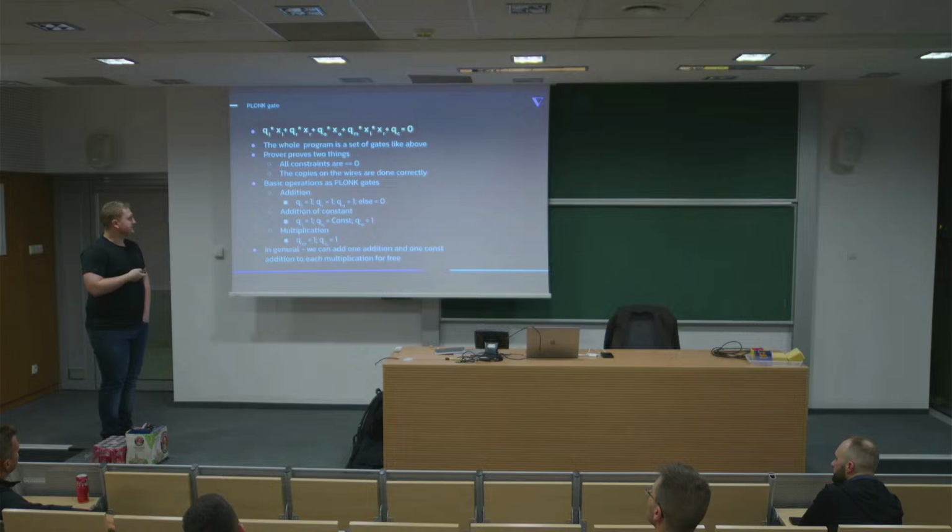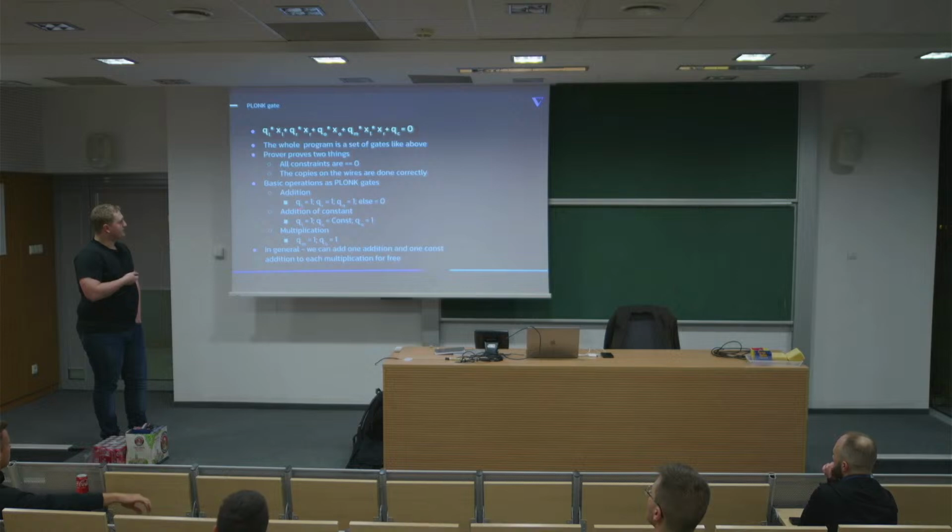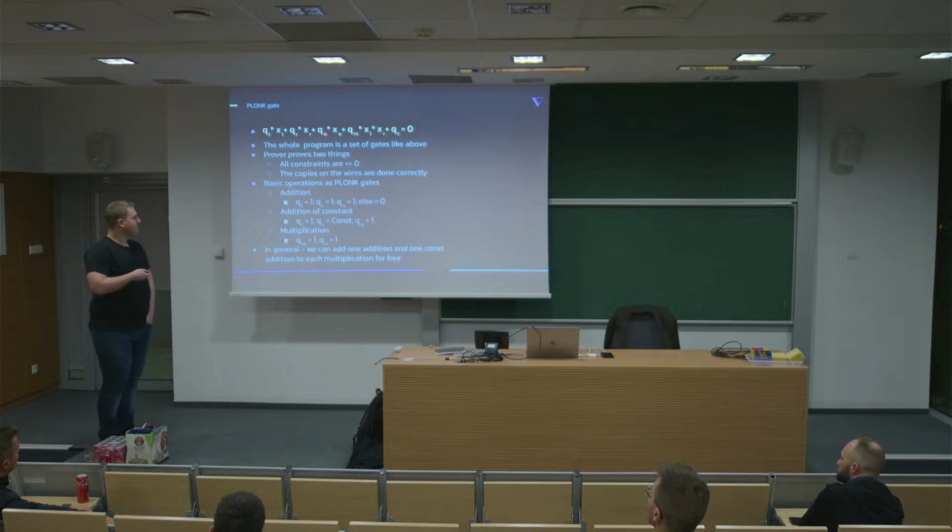So let's express our basic operations as Plonk gates. If we want to do addition, we just say QL equals 1, QR equals 1, and QO, the output, equals 1, and all else are 0. So then we will essentially have XL plus XR plus XO. It should be minus 1 here, so this should be minus 1. This is a mistake. If you want to do an addition of a constant, then you say QL is 1, so you take XL once, and QC is this constant, and QO is minus 1. So this equals QO.